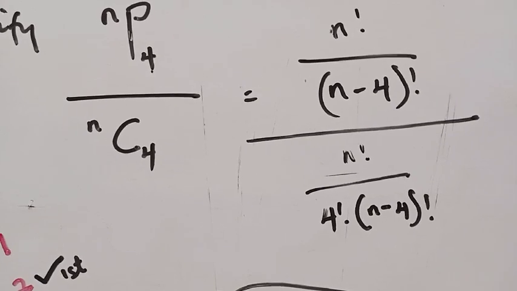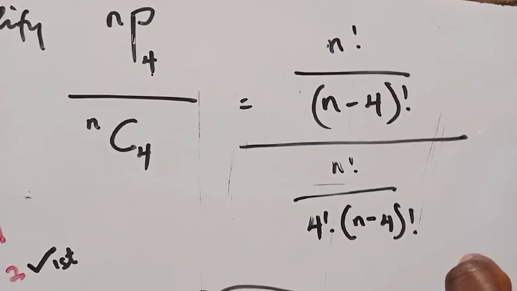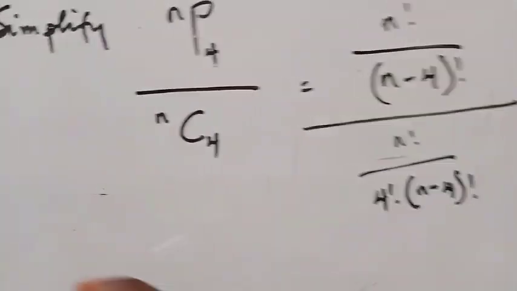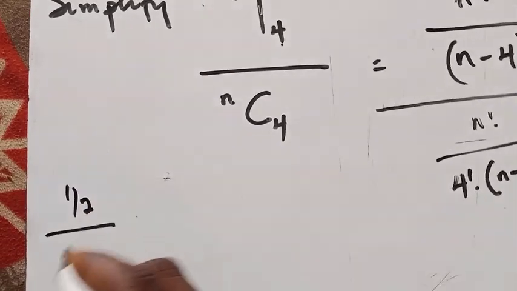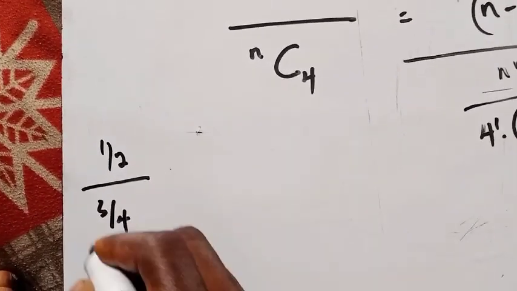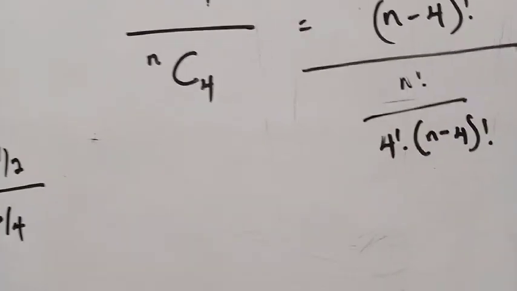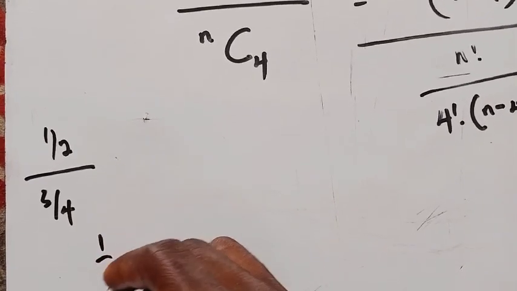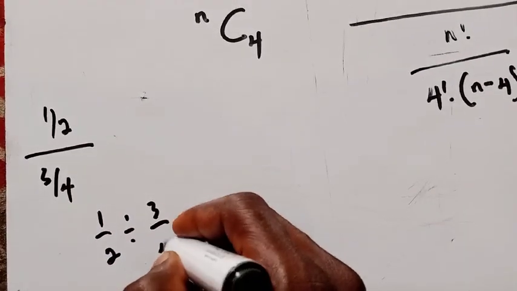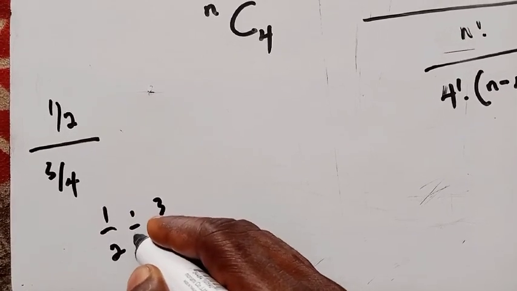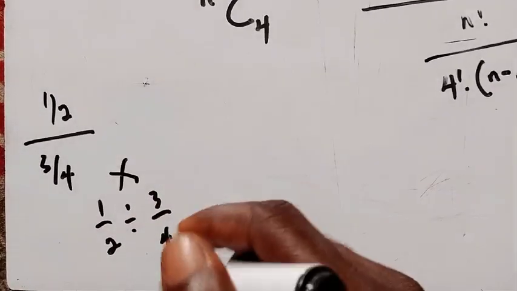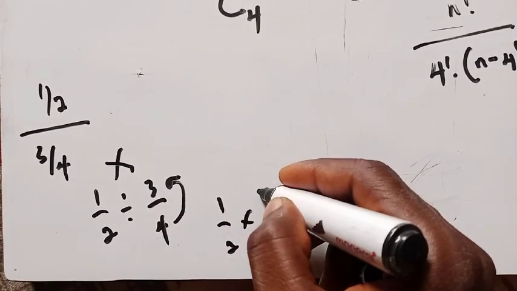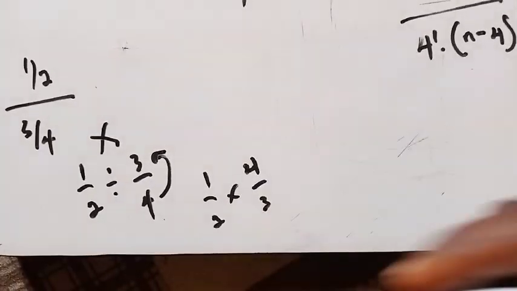Now let's see how we can proceed from here. Don't let this thing worry you. Don't panic when you see something like this. It is similar to 1 on 2, everything divided by 3 on 4. If you know how to solve this, you should have a fair idea of how to tackle this. What do you do with 1 on 2 divided by 3 on 4? You change the division sign to a multiplication by inverting the fraction, so that is 1 on 2 multiplied by 4 on 3. That is the definition.